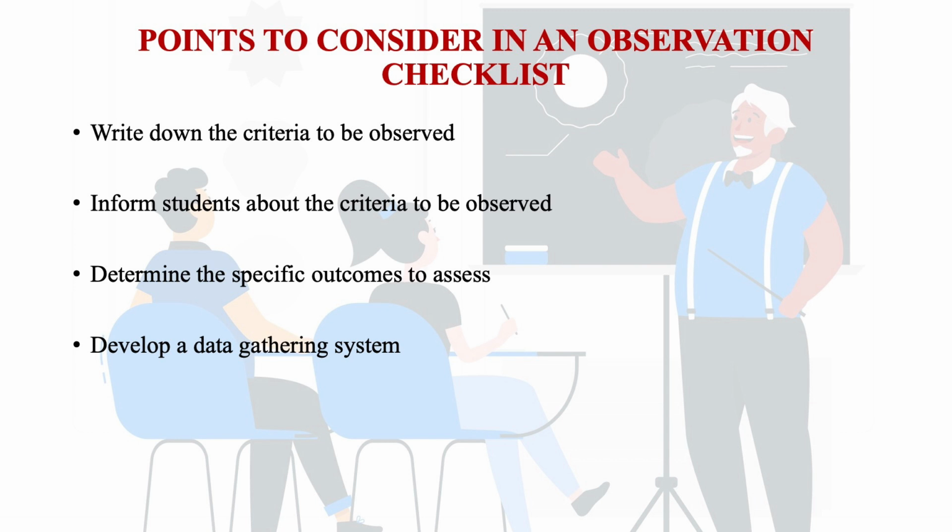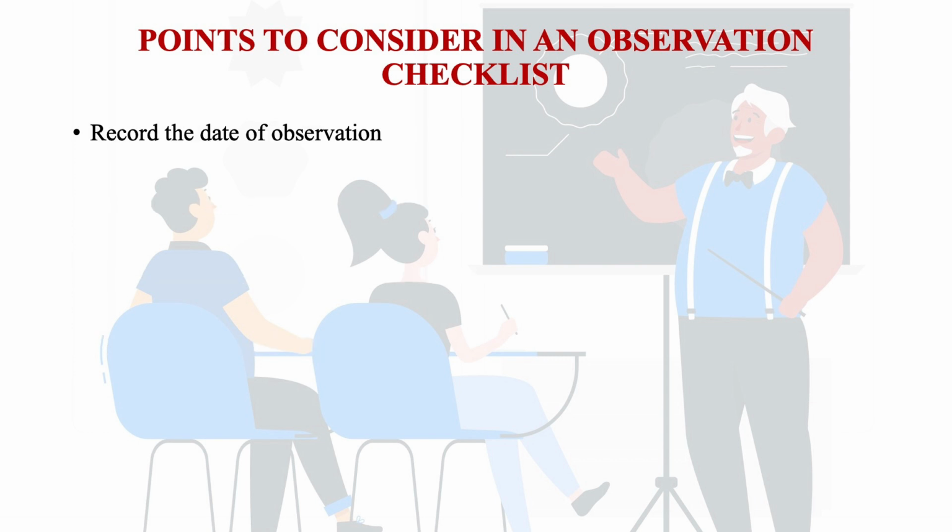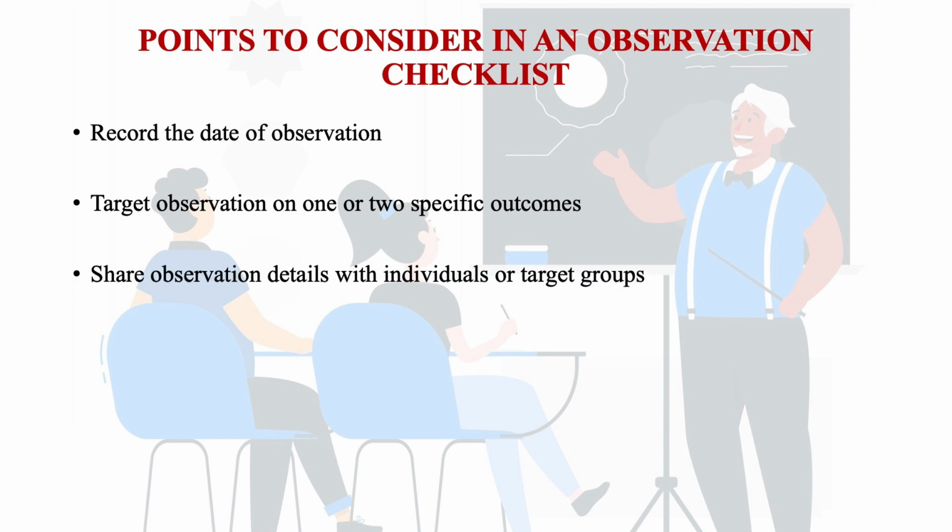So besides these points, we have to think that what to record, or record the date of observation. Target observation on one or two specific outcomes. Share observation details with individuals or target groups. Use the collected information to modify your instruction. So based on the observation results, it gives scopes to modify the instruction.